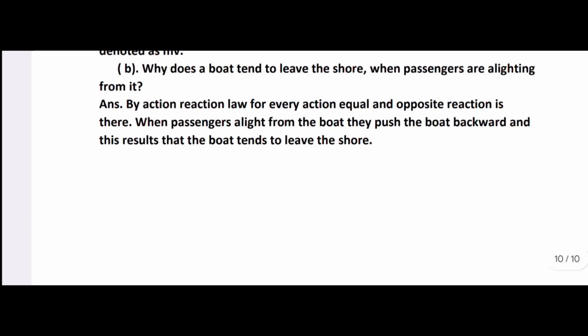Next, 42 question. A part. What is momentum? Write its SI unit. Momentum is the quantity of motion of a moving object. It is denoted by mv. Now, why does a boat tend to leave the shore when passengers are alighting from it? My dear students, by action reaction law, that is, for every action there is an equal and opposite reaction. When passengers alight from the boat, they push the boat backward, and this results in the boat tending to leave the shore. Okay. Now, these are important questions of class 9th NCERT Science.